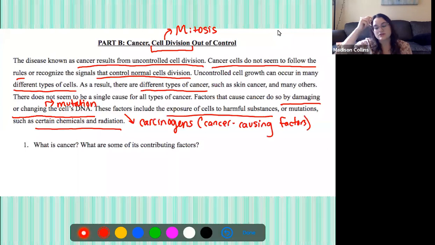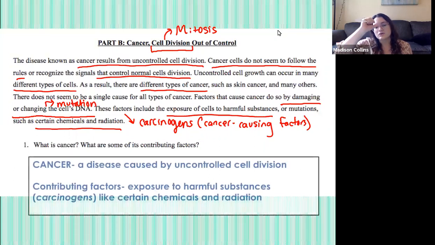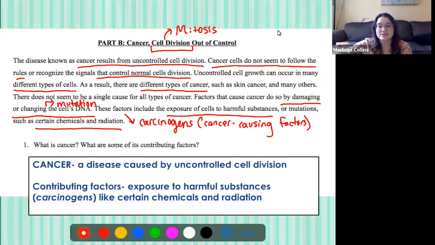Okay, so now using that information, pause this video, answer question 1. Press play when you're ready to review it. So what is cancer and what are some of its contributing factors? Well, cancer is a disease caused by uncontrolled cell division. This is just uncontrolled mitosis. Your body naturally has mechanisms in place to stop this from occurring, but sometimes the cancer cells just don't follow the rules and they're going to keep dividing even when your body is saying, "Hey, stop that. Stop doing it." The cancer cells don't listen. They just keep dividing until it forms a growth that shouldn't be there.